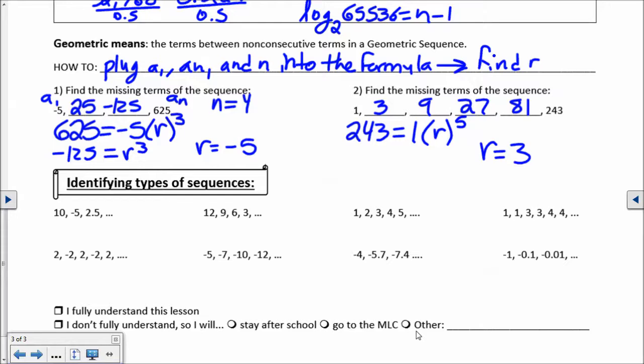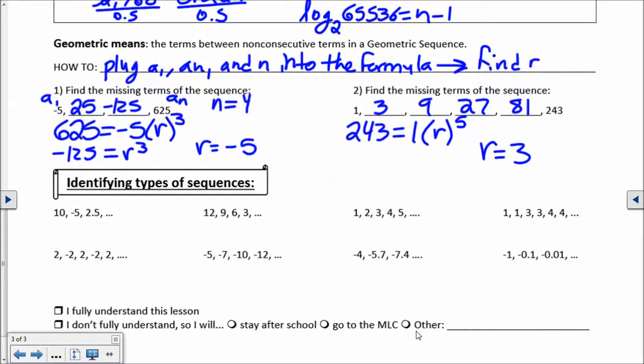The last thing we're going to talk about is how to identify what kind of sequence you have. In the homework, the test, the SOL, the questions they give you are not going to be all set up with just geometric and then just arithmetic. It's going to be a mixture, and they're not going to tell you what type of sequence it is. They're just going to say, here is a sequence, I want you to find a sub whatever.